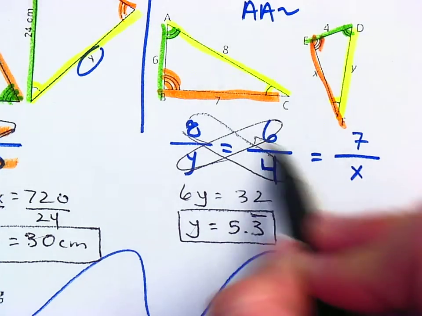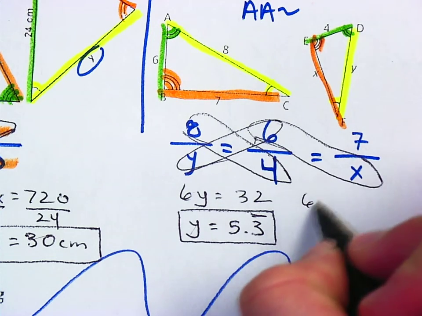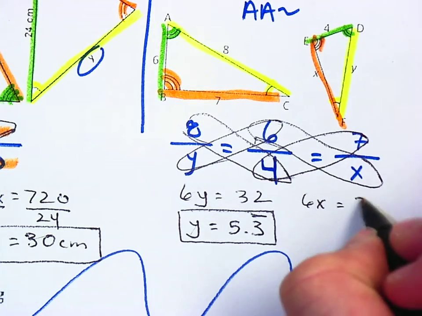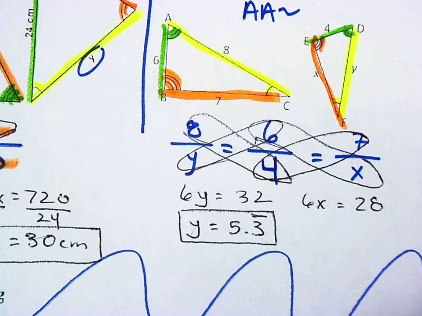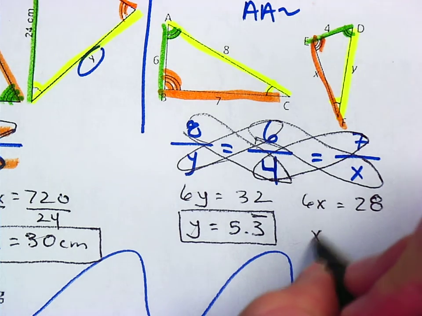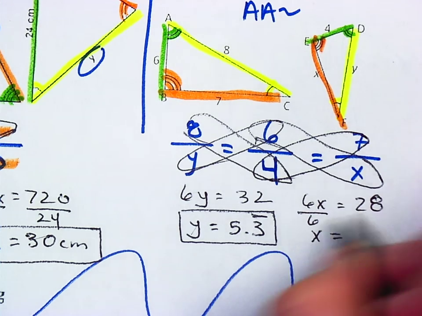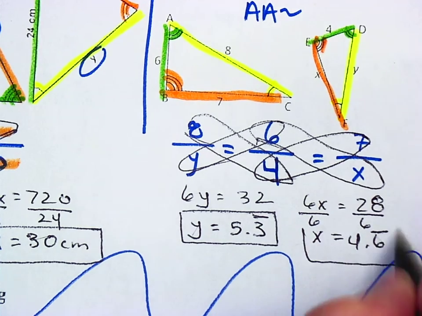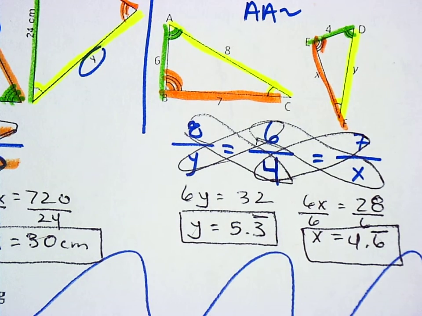Again, for x, we just do 6 times x is 6x, and 4 times 7 is 28. Well, I don't think 6 goes into 28 evenly, and it doesn't. But when we divide by 6, we get 4.6 repeating. And they didn't give us units, so that's our answer.